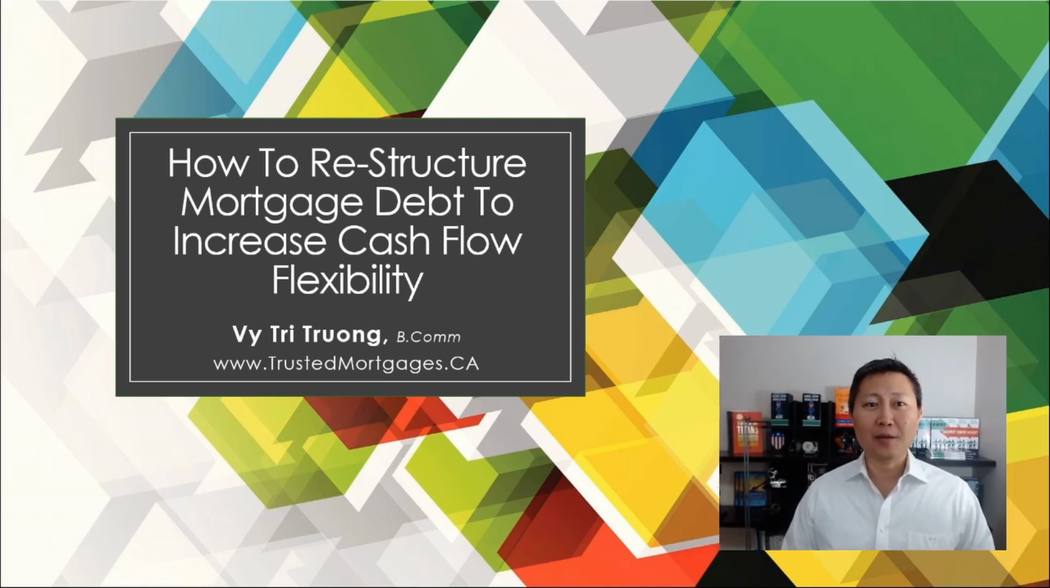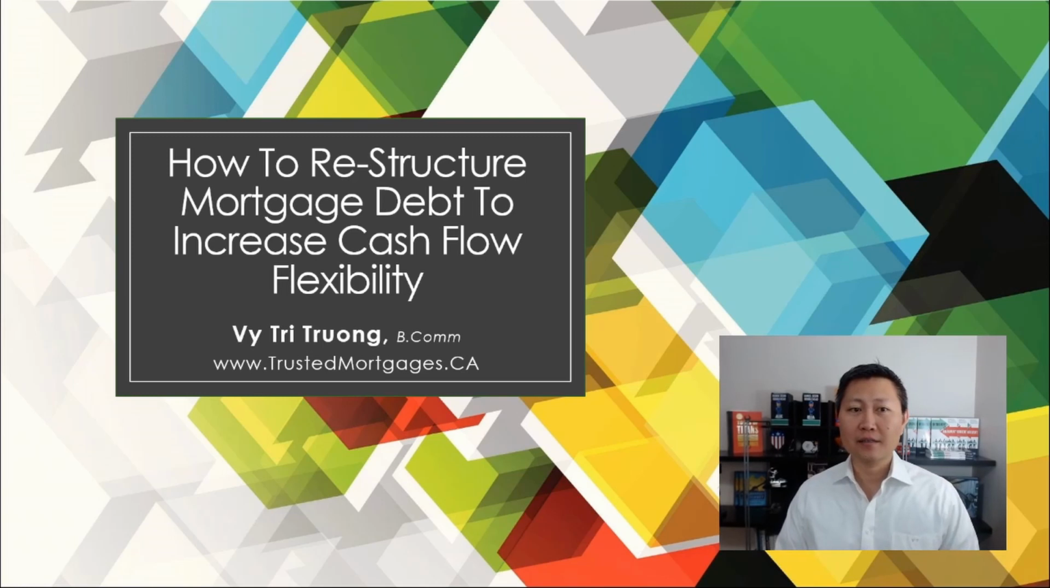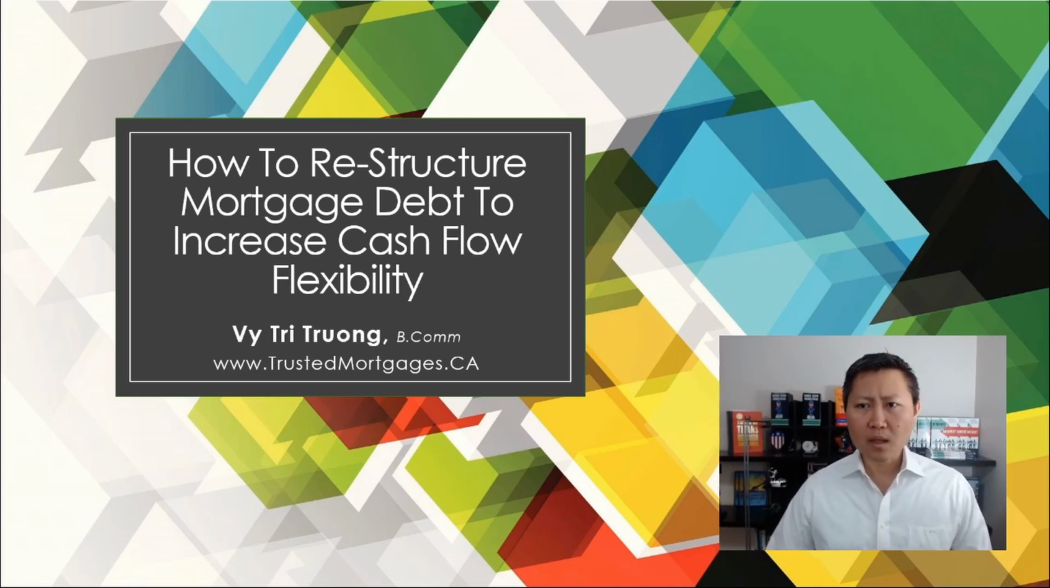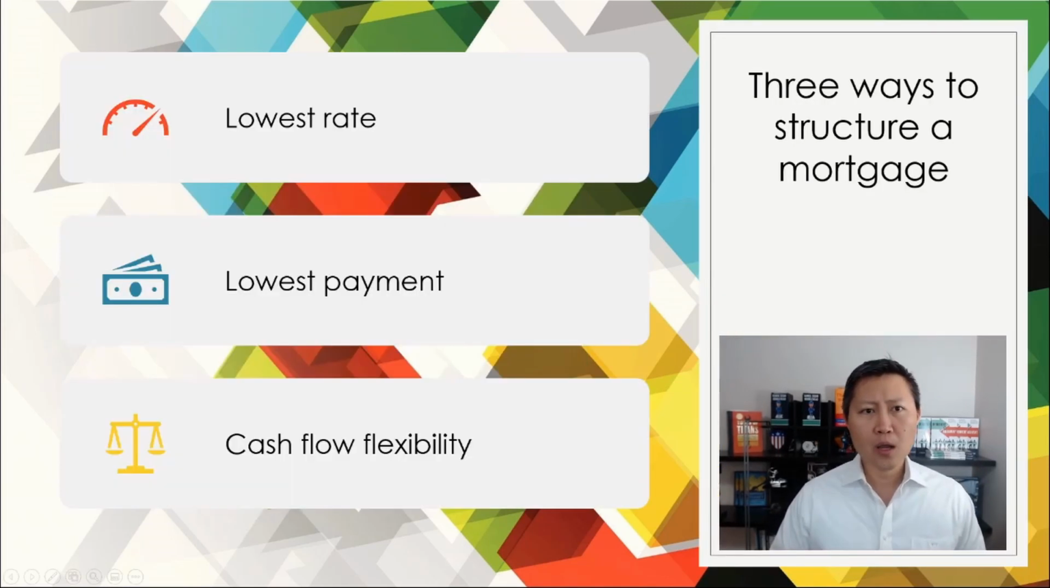So today I'd like to talk about how to restructure your mortgage debt to increase cash flow flexibility, which is quite topical nowadays with everyone's financial situation kind of up in the air a bit. So typically, when a client talks to me, I ask them what are their goals with their debt, right? Is it you just want the lowest rate, or do you just want the lowest payment? Or the third one's more sophisticated clients, cash flow flexibility. So how do you structure a mortgage for cash flow flexibility?